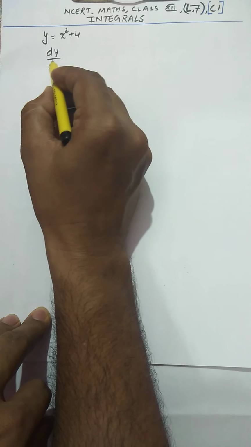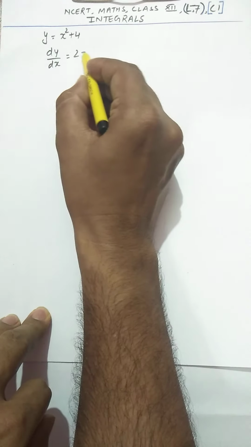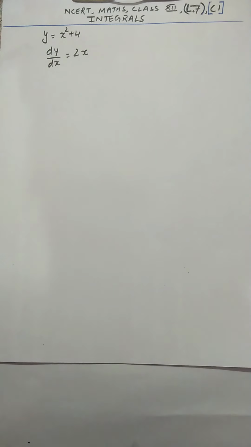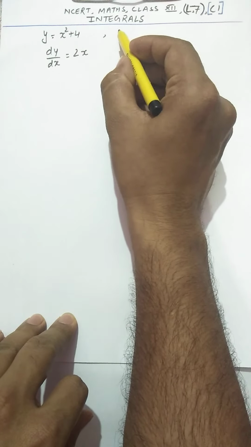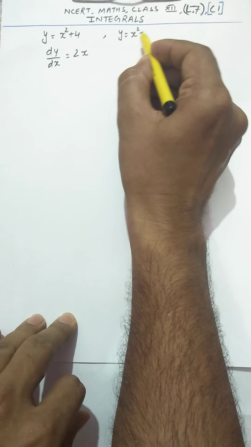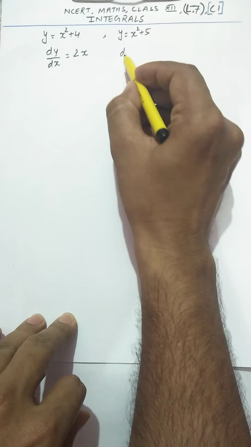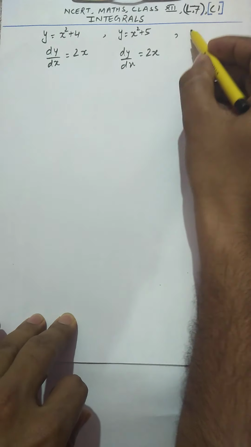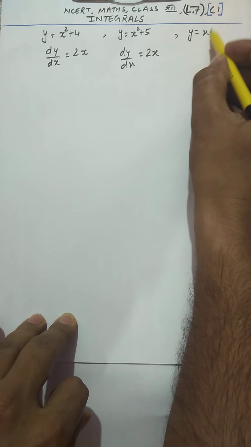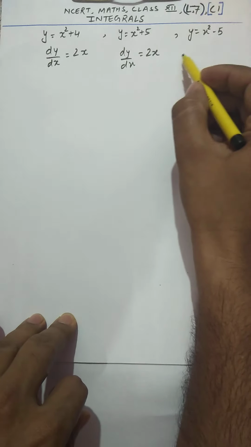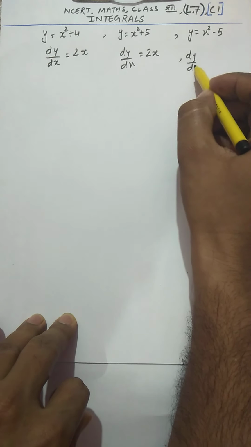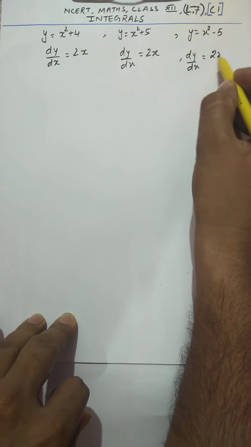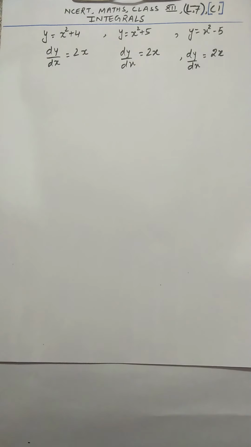by dx you will find as 2x. And if I also give you y equal to x square plus 5, then in that case also dy by dx is equal to 2x. If I take another case, y equal to x square minus 5, even in that case dy by dx is going to be 2x. I think you are well aware why we find this dy by dx.